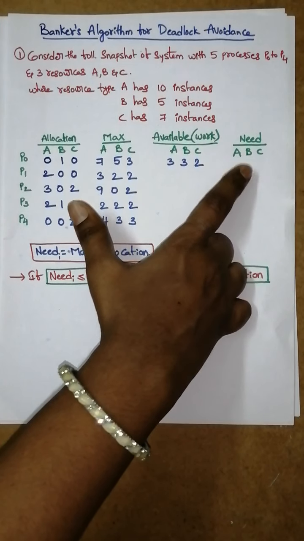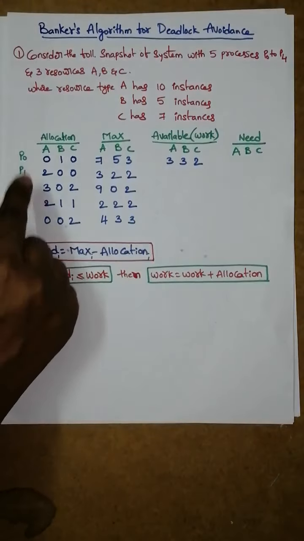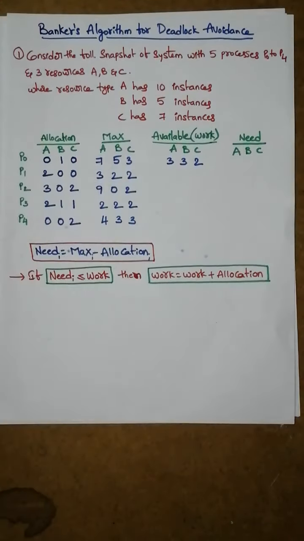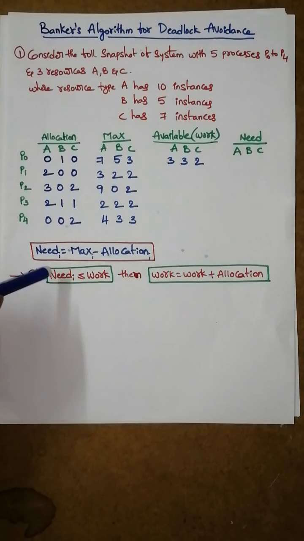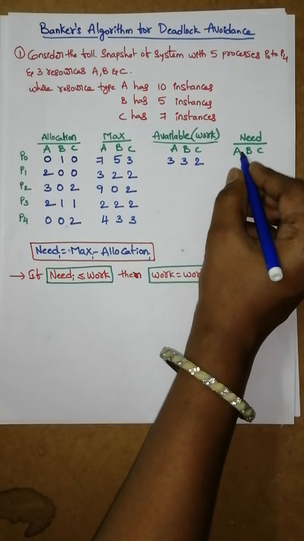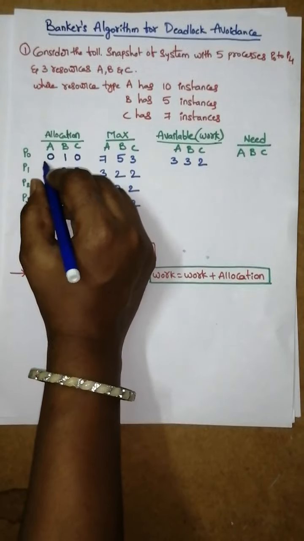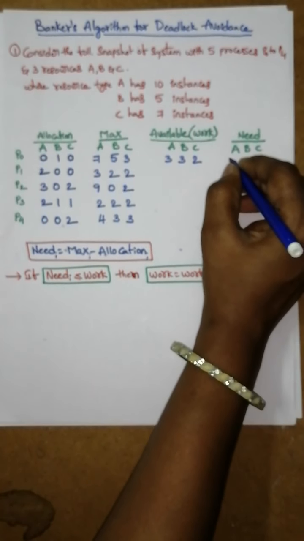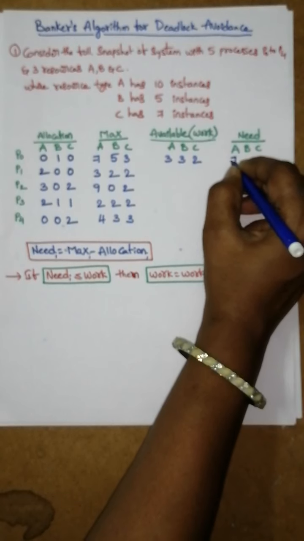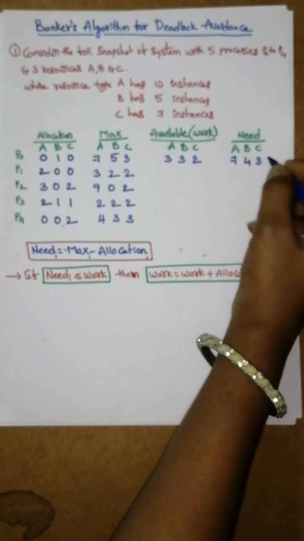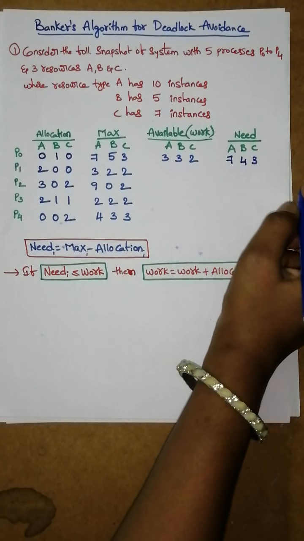Now let's try to write the values of need for all these processes using this formula, that is need equals max minus allocation. So let's write the values fast. Need of this is 7 minus 0, so it is 7. Next 5 minus 1 is 4, and 3 minus 0 is 3. Likewise, let's repeat for the remaining processes.